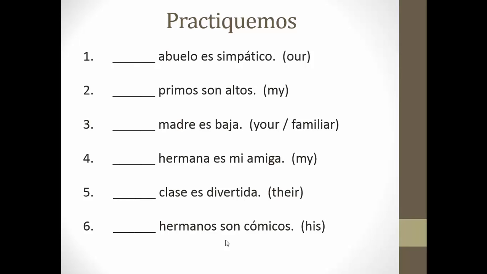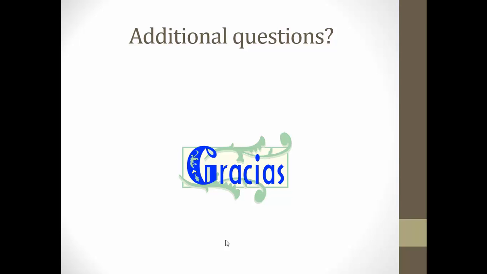Remember that if book is singular, then you need to use a singular possessive adjective. But once it becomes books, it should be plural. For any additional questions, please see the notes provided on page 169 of your note guide. Adios, estudiantes.